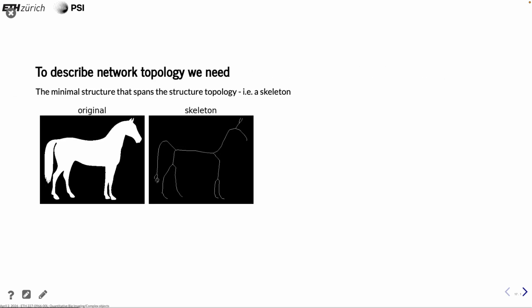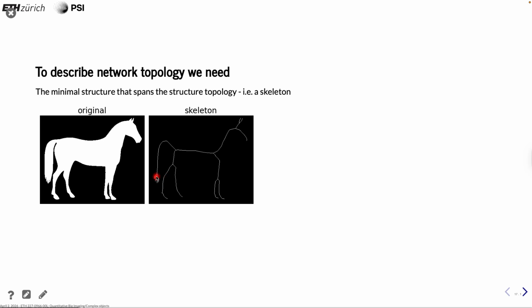So the network, the skeleton is the minimal structure that describes the object. And if we take this horse, the skeleton of the horse in an image processing manner looks like this one, like kind of a line drawing by a child. But you can see actually it contains all the interesting features. It has 2 legs back, 2 legs in the front, has 2 ears, has a nose, and also a tail.